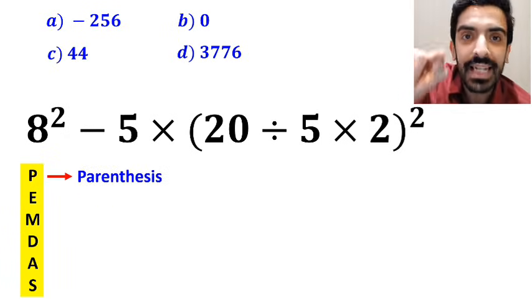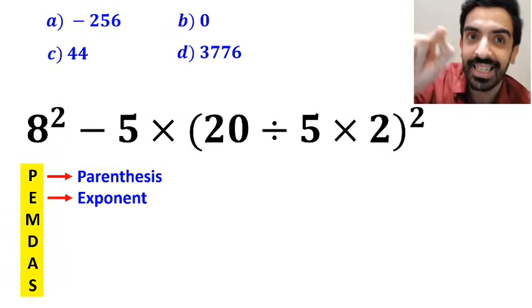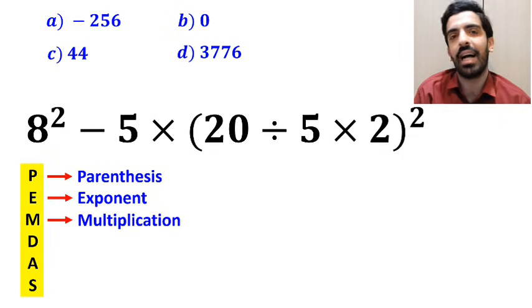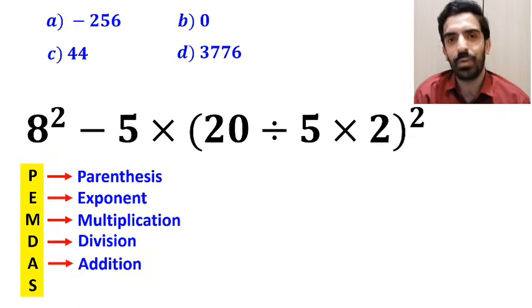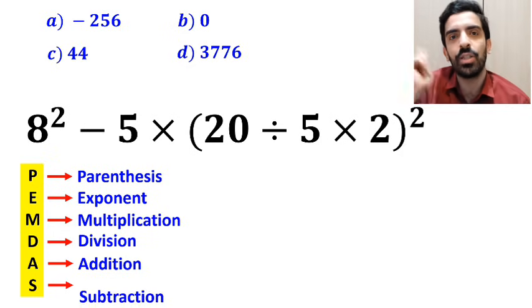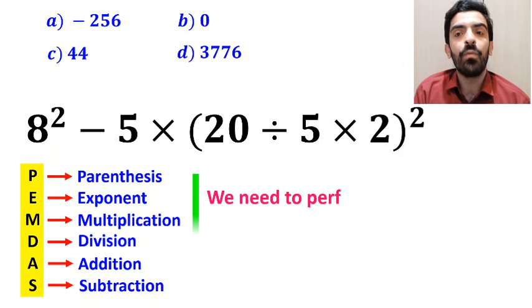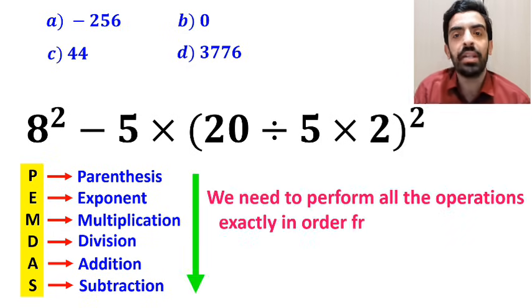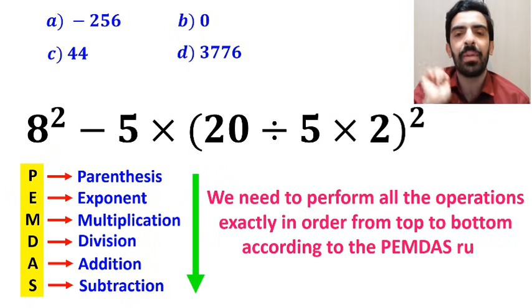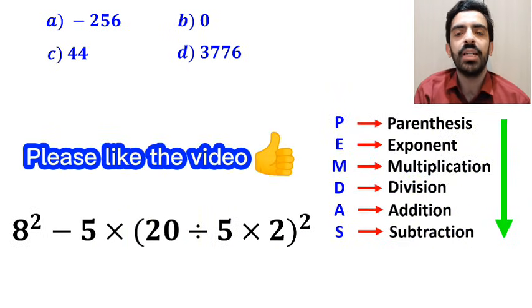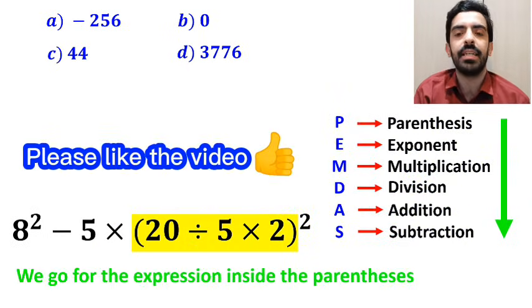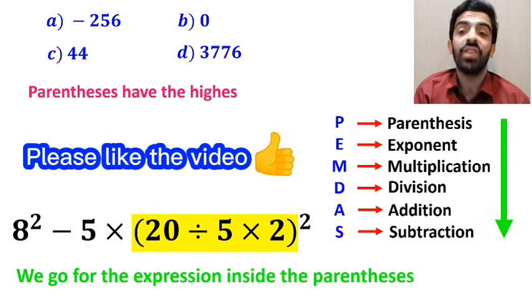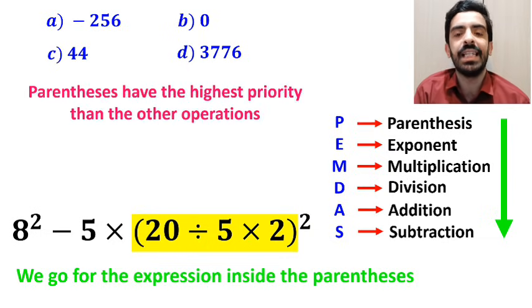To solve this question, we must carefully follow the PEMDAS rule step by step. In this rule, P stands for parentheses, E stands for exponent, M stands for multiplication, D stands for division, A stands for addition, and S stands for subtraction. We need to perform all the operations exactly in order from top to bottom according to the PEMDAS rule. So, first we go for the expression inside the parentheses, because parentheses have the highest priority among the other operations.